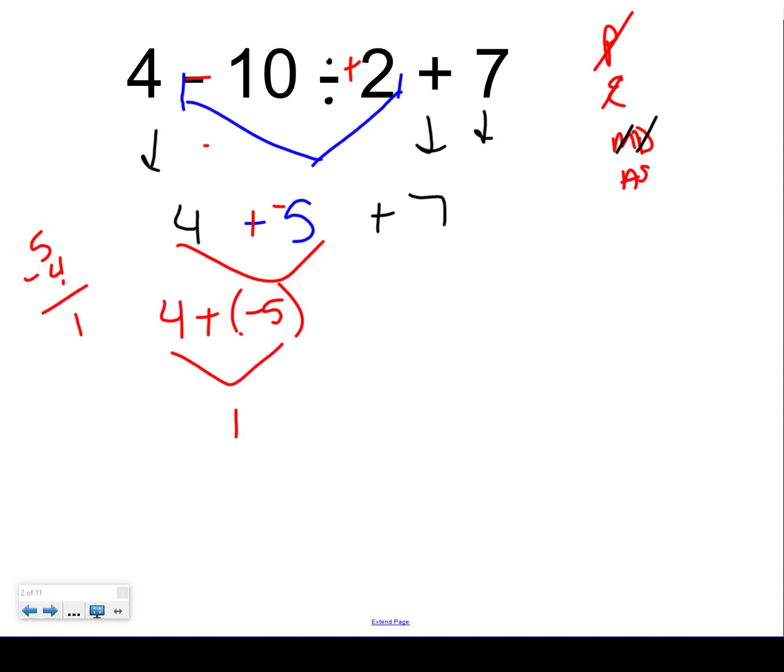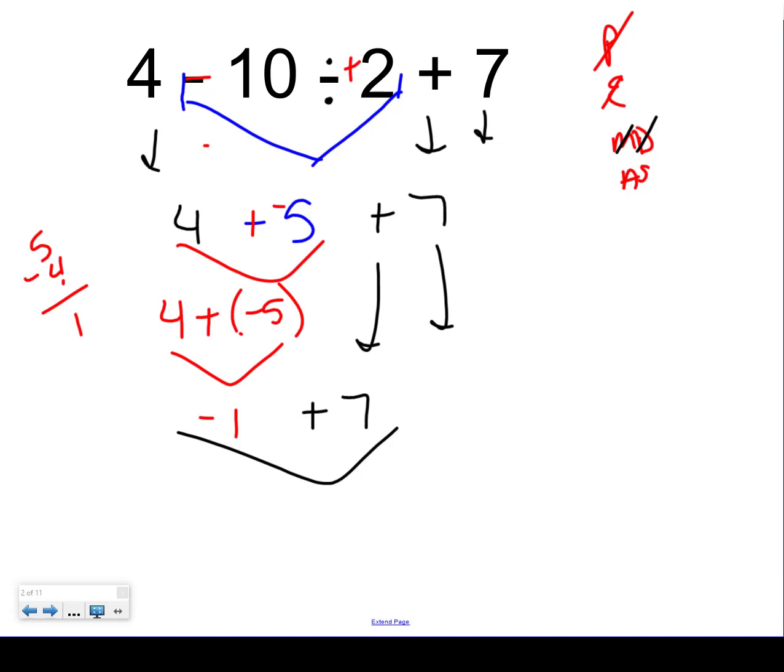And the signs are different, so I'm going to take the sign of the bigger number. The bigger number was 5, so it's going to be a negative 1. And here I am bringing down things that I have not used. Okay, so we are still in that add subtract phase, and now we're at this guy. A negative 1 plus 7, it's an addition problem, which is what we want, so there's no changing of any signs.